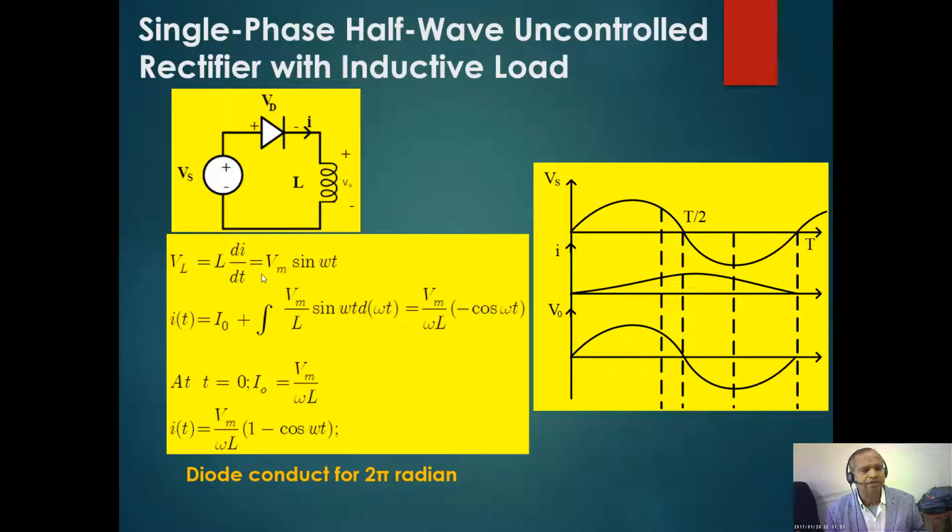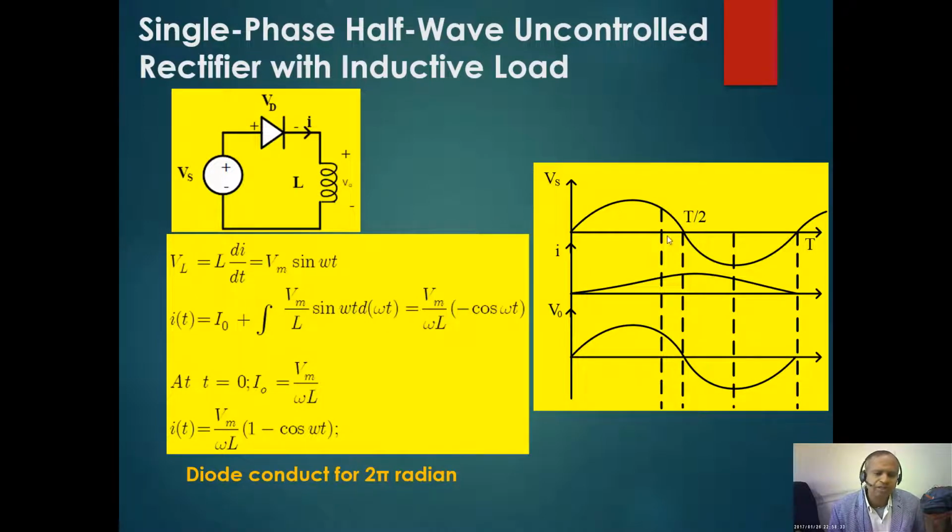VL is L di by dt, which is nothing but Vm sin omega t. If you find out the current, you will find that it is Vm by omega L into (1 minus cos omega t). So the current starts at 0 as soon as the diode is forward biased, but the current continues to conduct till 2 pi radian, and V naught is also the same as Vs.